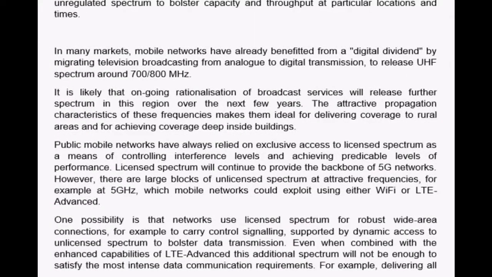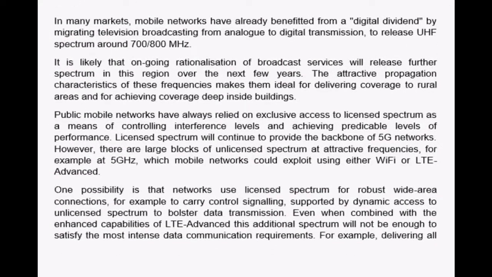In many markets, mobile networks have already benefited from a digital dividend by migrating television broadcasting from analog to digital transmission to release UHF spectrum around 700 to 800 megahertz. It is likely that ongoing rationalization of broadcast services will release further spectrum in this region over the next few years. The attractive propagation characteristics of these frequencies make them ideal for delivering coverage to rural areas and achieving coverage deep inside buildings.